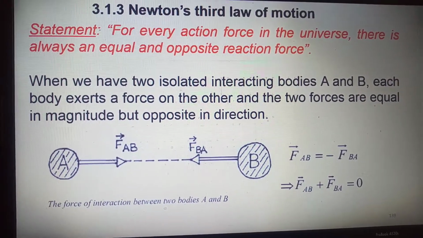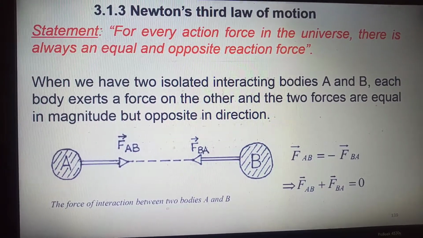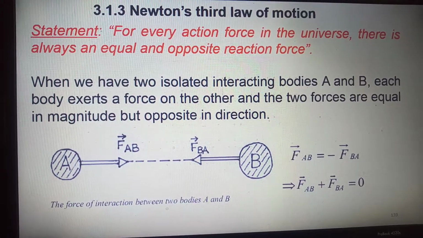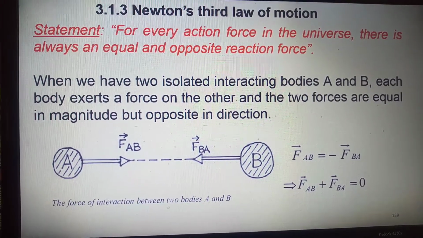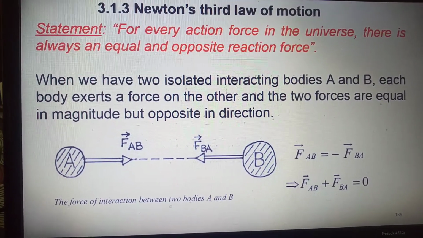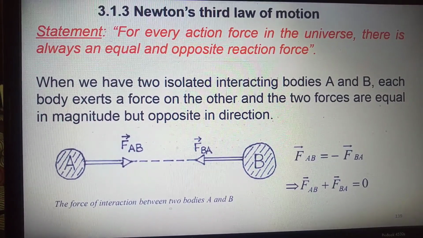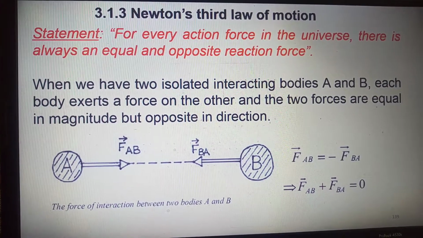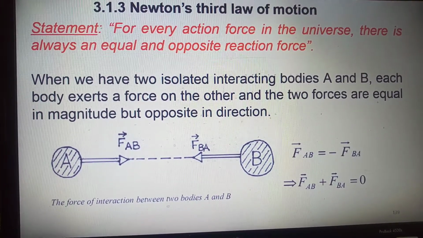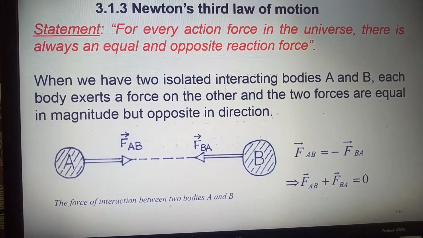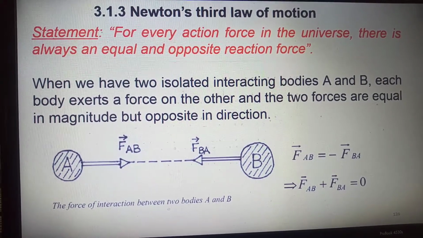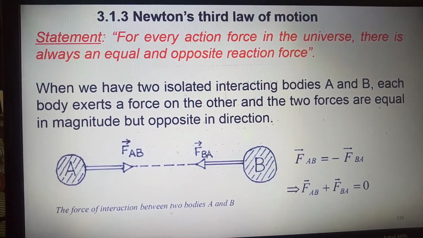It has the same magnitude as the force BA, meaning the force that B exerts on body A. And it is clear that the two forces are in opposite directions. Then the force that A exerts on B plus the force that B exerts on A is equal to 0.